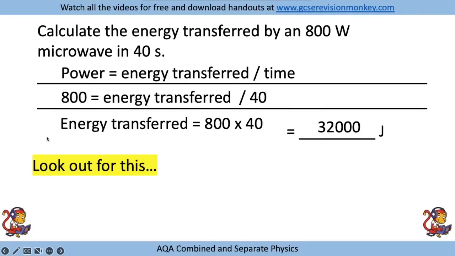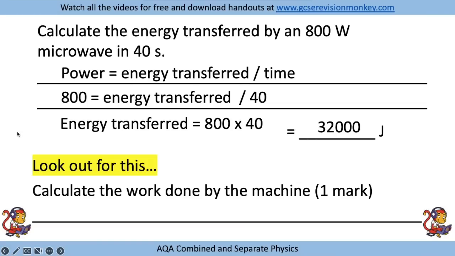If they ask you about energy transferred, look out for a 1-mark question straight afterwards saying calculate the work done by the machine. And your clue is that it is just 1 mark. And if you remember what I said previously, energy transferred and work done are both measured in joules. They are both the same thing. So all that they want you to do on here is write down 32,000 joules, the same as the answer that you've previously worked out.